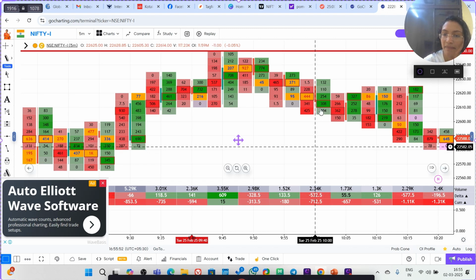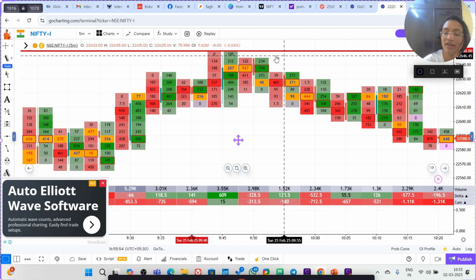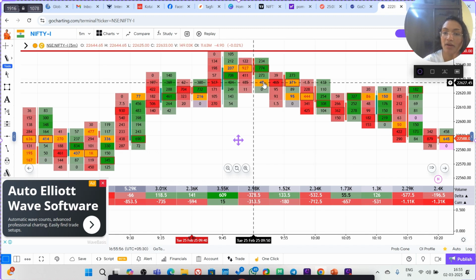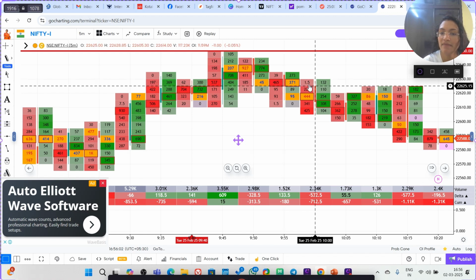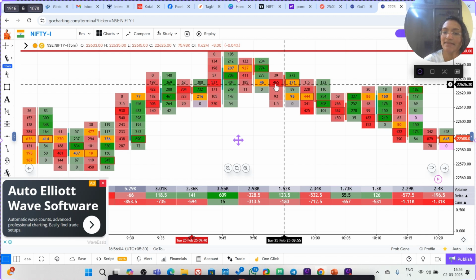Why? Because I have been in the trade as a seller, and one more thing is, again there is a combination of the same level. In this same level you can see buying imbalances and the point of control, which could act as a strong resistance. So this is how you have to take the trade.